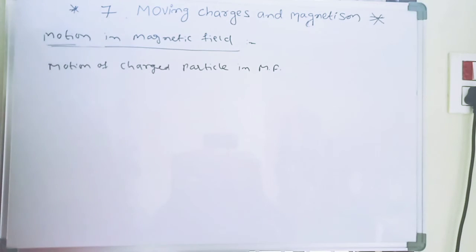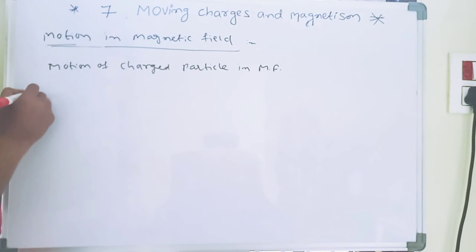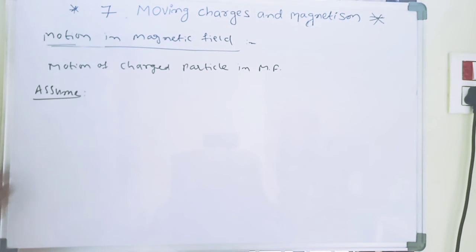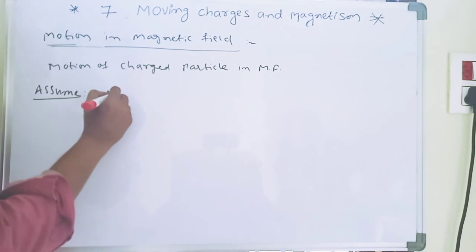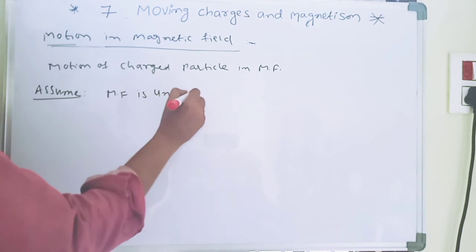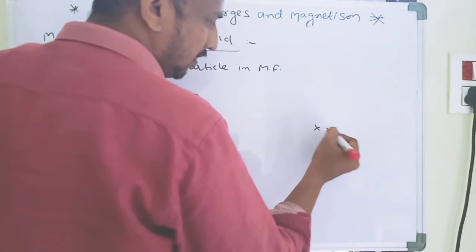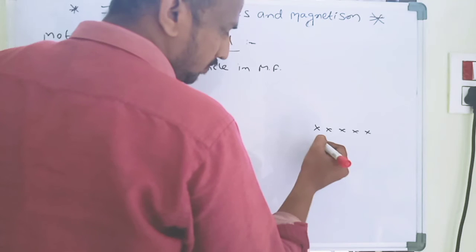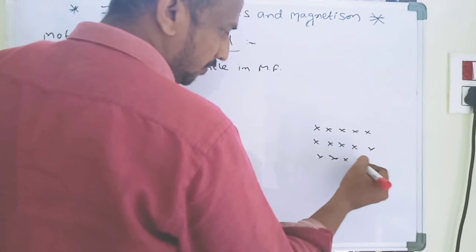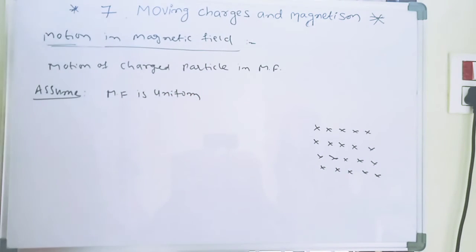So now, motion of the charged particle in a magnetic field. Let us assume the magnetic field is uniform. Uniform means the same magnetic field at any point. For example, this is my magnetic field, and it is uniform. That is the first assumption.